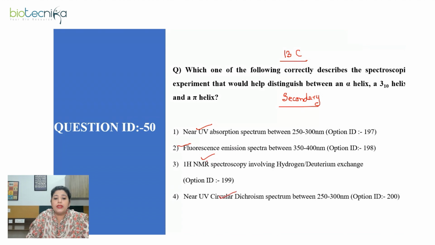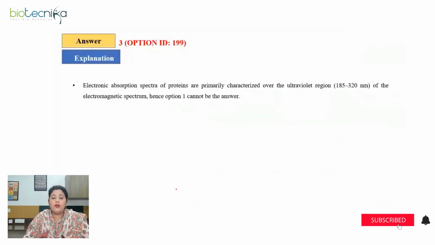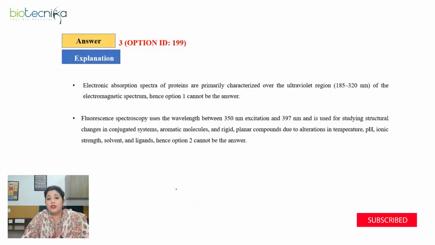I'm sure most of you must have been confused between option 3 and 4, because we all know UV is an absorption spectroscopy, right? We use UV visible spectroscopy for qualitative and quantitative analysis of a sample, for determining concentration of proteins and other biomolecules. Fluorescence is an emission spectroscopy, right? Fluorescence spectroscopy can be used to study structural changes in conjugated systems or aromatic molecules, rigid, planar compounds, and even the interaction between one protein and another, receptor-ligand interaction, right?